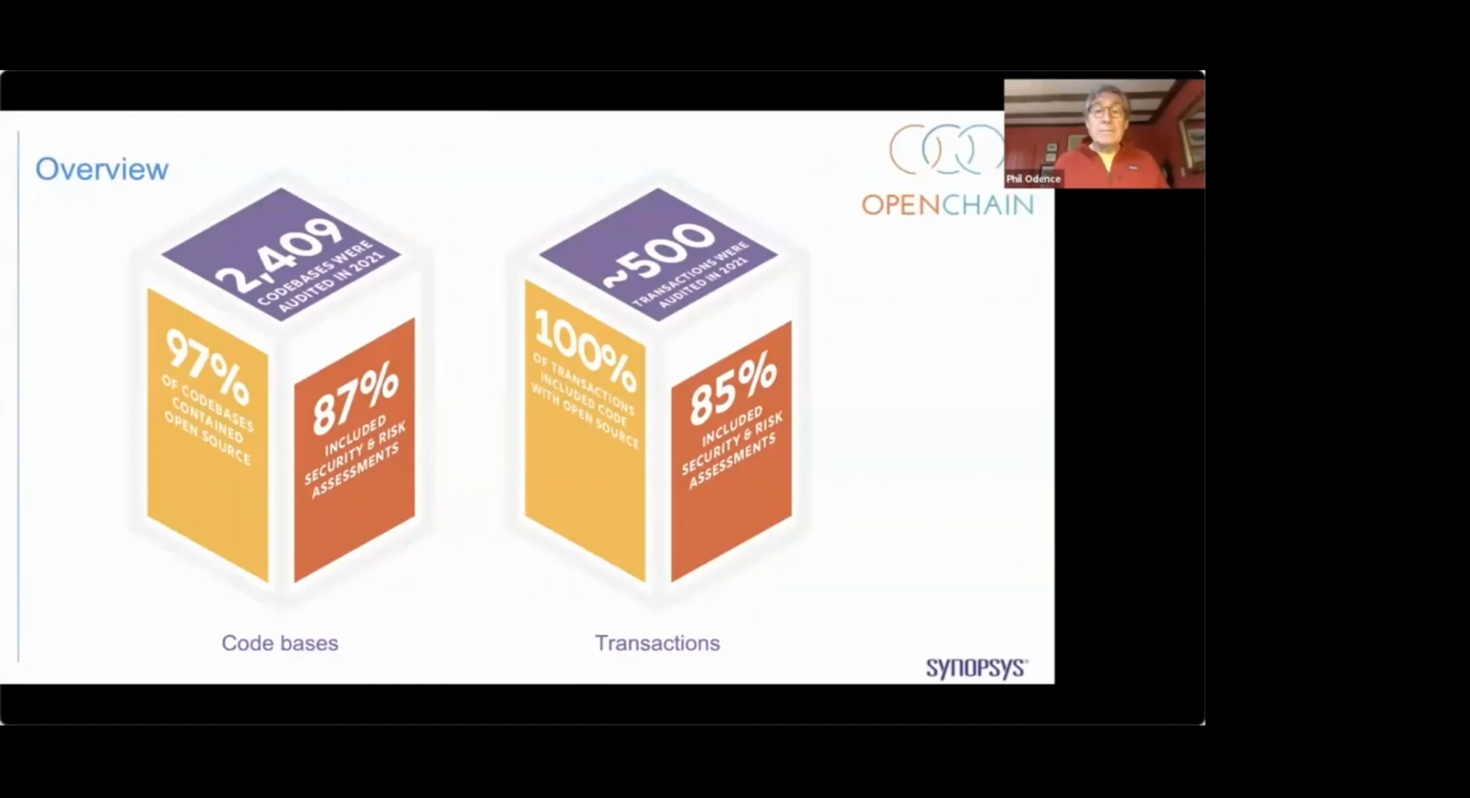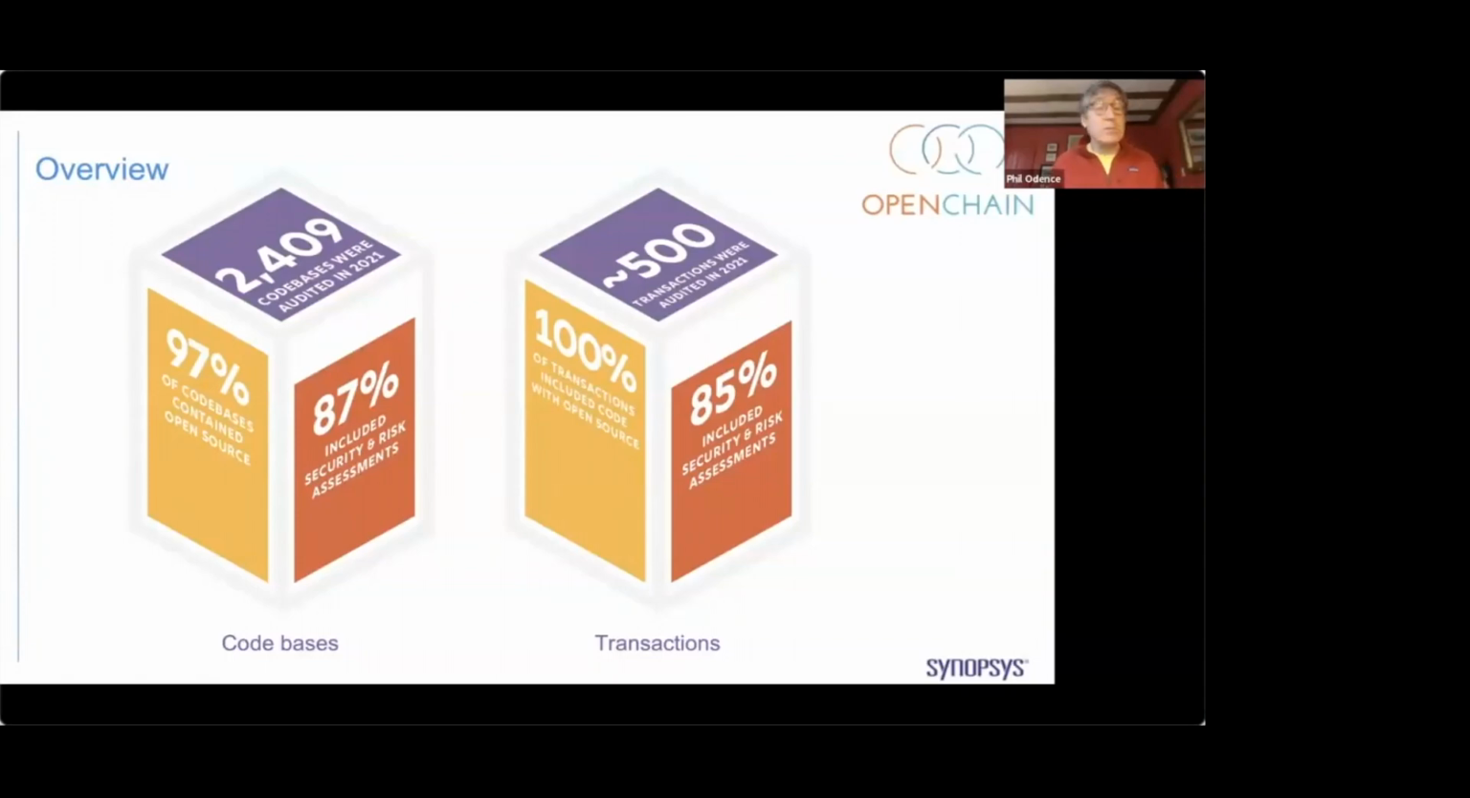Most, but not all, of those transactions included a security assessment. So when I talk about numbers with respect to license issues, that's on 100% of those transactions. And when I talk about security and some of the other operational areas, that's on a large subset, call it 85, 87%. So almost all of the code bases had some open source, and 100% of the transactions included some code with open source. And I think for folks in this community, that's not a big surprise.